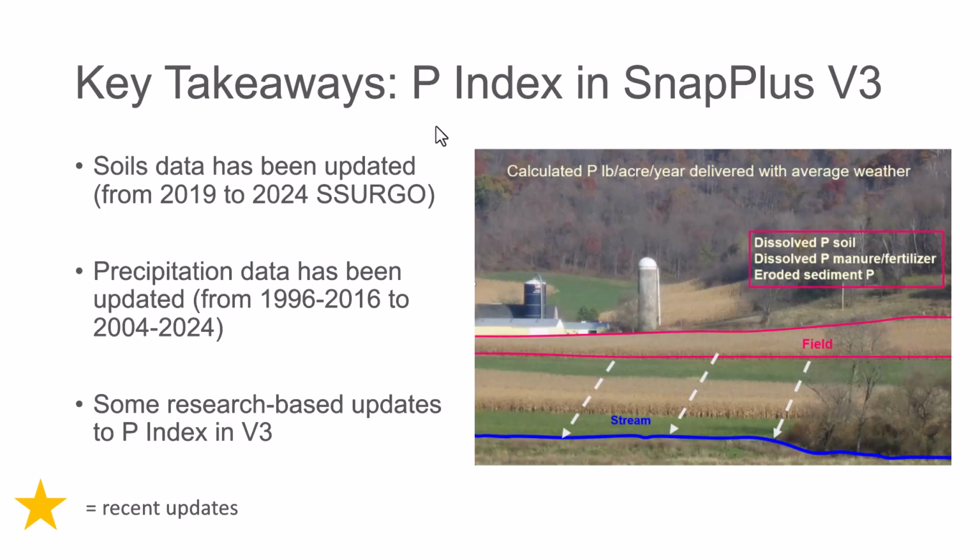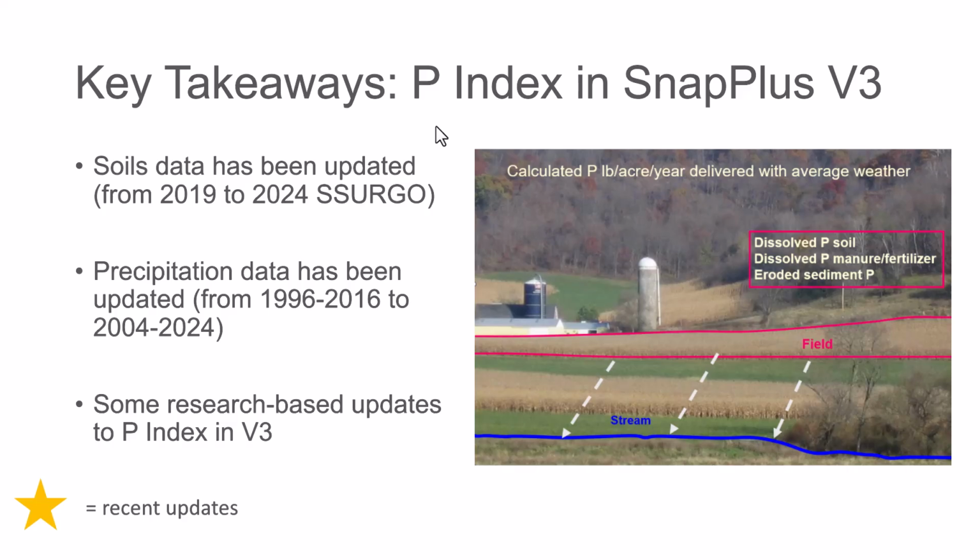So we had been working with 2019 soils data for quite a while, and that's still the data set that exists in SNAP Plus version 2, the desktop software. But we've most recently updated to the 2024 soil survey data in SNAP Plus version 3. So it's possible that when you log in, you might see some different soil symbols and some slightly different soil data because of that update.